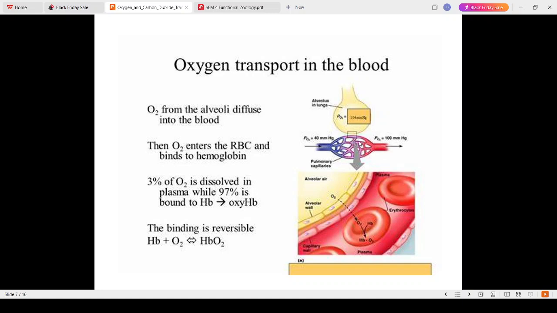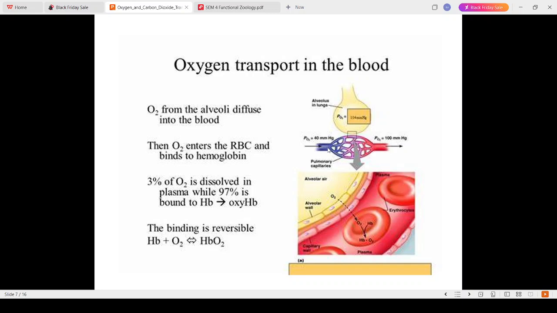And after that, what is happening? Before entering, it was only 40. After the entering of oxygen, you can see that the partial pressure of oxygen is increasing to 100 mm. And then we call it by the name oxyhemoglobin.